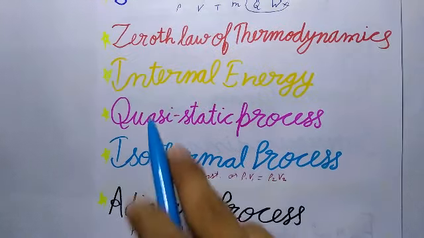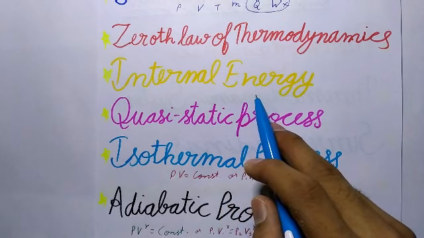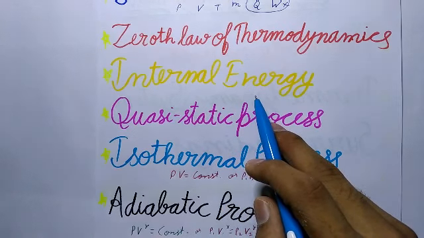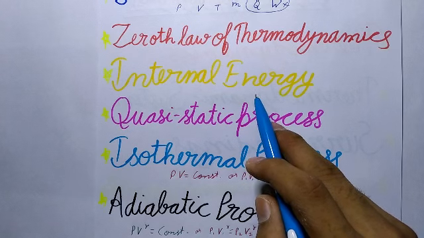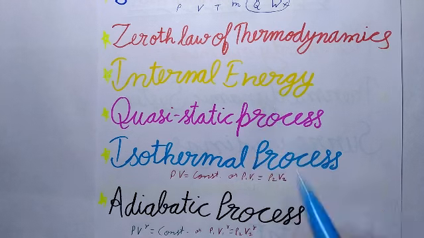Now, next is internal energy. The internal energy of a system is the sum of molecular kinetic and potential energies in the frame of reference relative to which the center of mass of a system is at rest. It does not include the overall kinetic energy of the system, and it is a state variable denoted by U.